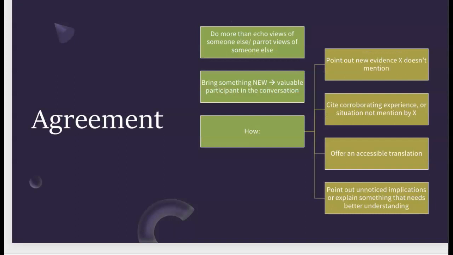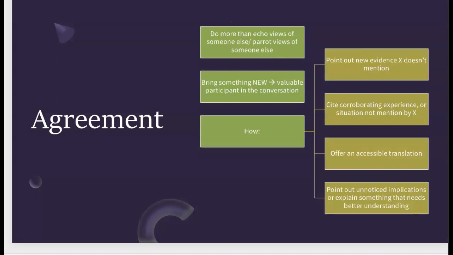Like disagreement, agreeing is less simple than it may appear. Just as you need to avoid simply contradicting views you disagree with, you also need to do more than simply echo views you agree with. Even as you are agreeing, it's important to bring something new and fresh to the table. You want to add something that makes you a valuable participant in the conversation. You may point out some unnoticed evidence or line of reasoning that supports X's claims that X herself hadn't mentioned.